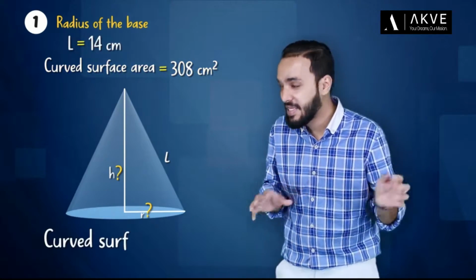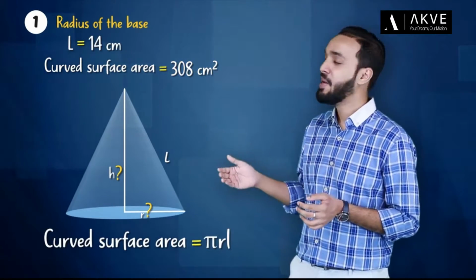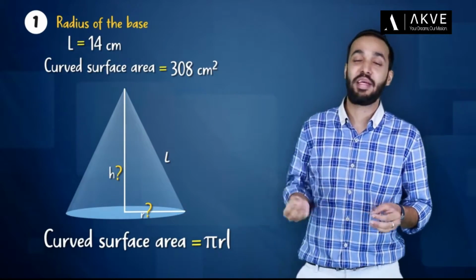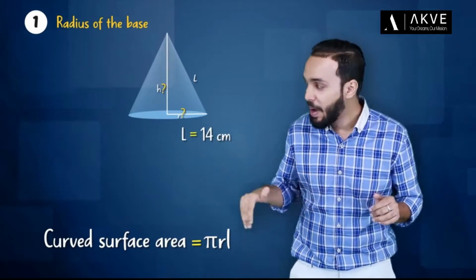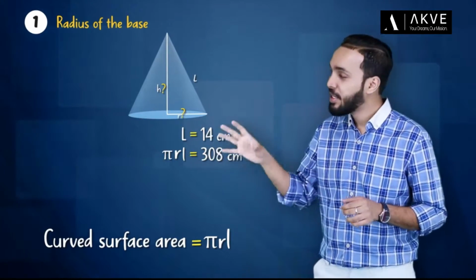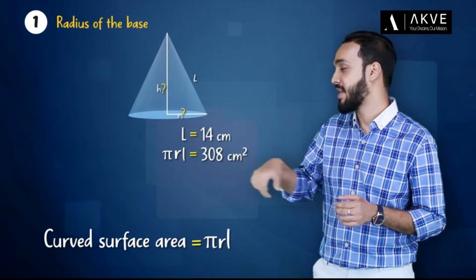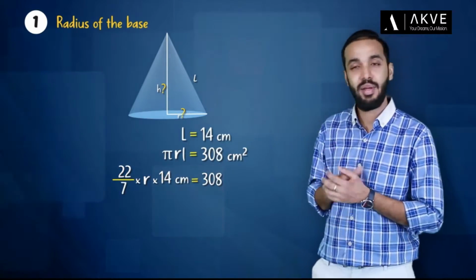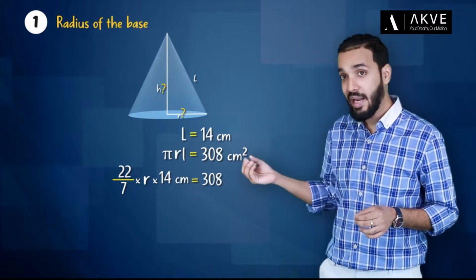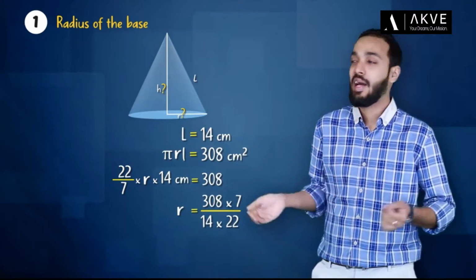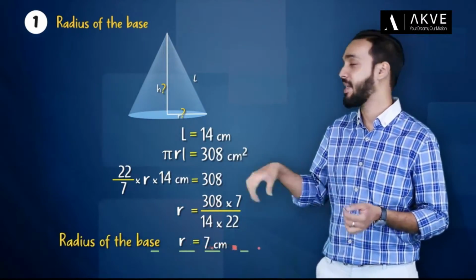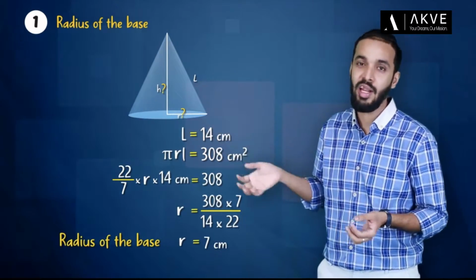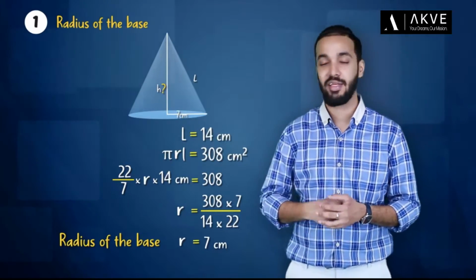But because we just recapitulated the formula for the curved surface area, we know that these two pieces of information are enough. So, pi r L is equal to 308 square centimeters. On substituting the value of L, that's 14 centimeters, and then making r the subject, we get r is equal to 7 centimeters. So, the radius of the base of this cone is 7 centimeters.